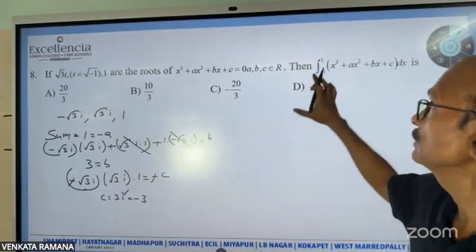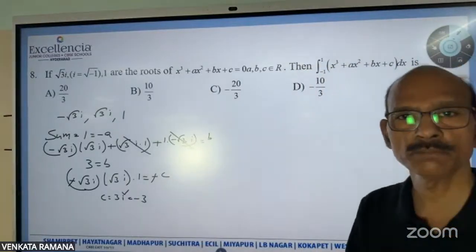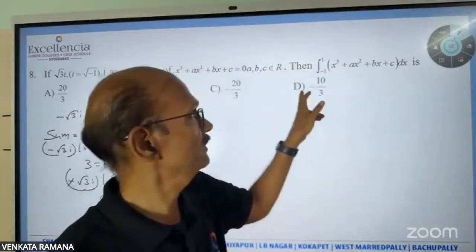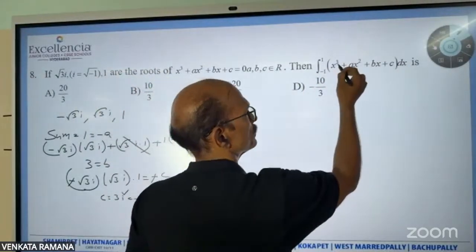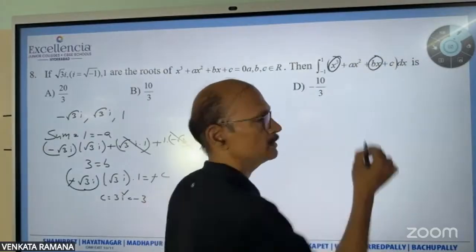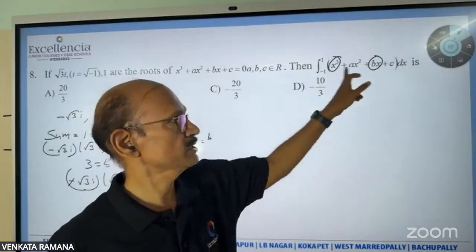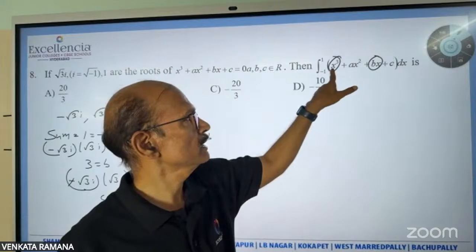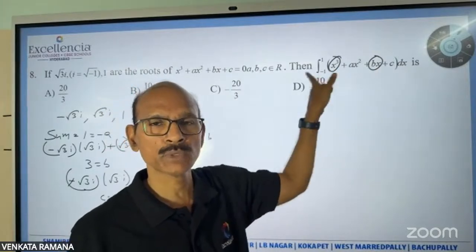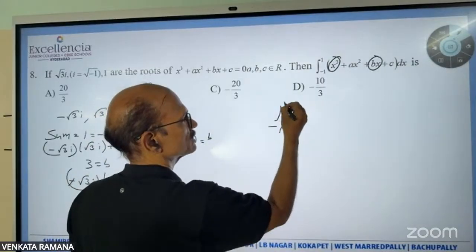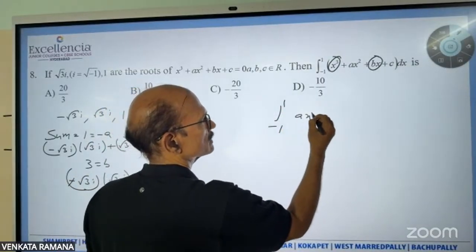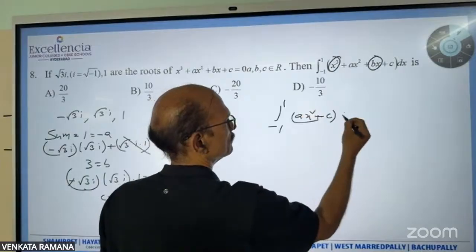Now let us come to this part, the definite integration part. If you observe this integral, students can easily understand this value is 0 because it is an odd function. So no need to consider x cubed and bx, because these two are odd functions. Now the problem is the integration of minus 1 to 1 of ax squared plus c only.